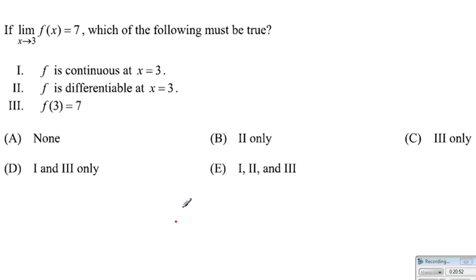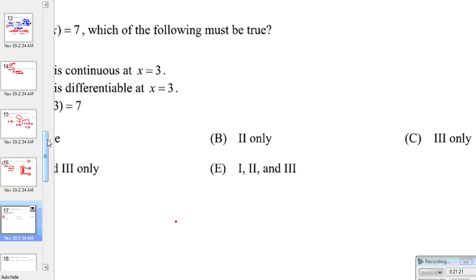Alright, so let's look into this one. Which of the following must be true? The fact that the limit is equal to 7 in fact doesn't guarantee that it's continuous, or differentiable, because there can be a hole in the graph also. Still, we can find out the limit. f of 3 doesn't have to be equal to 7, because once again the hole in the graph could be elsewhere in y. So therefore, none would be our answer.